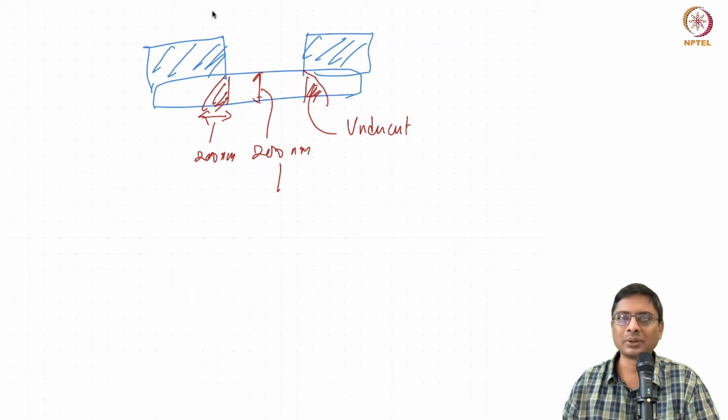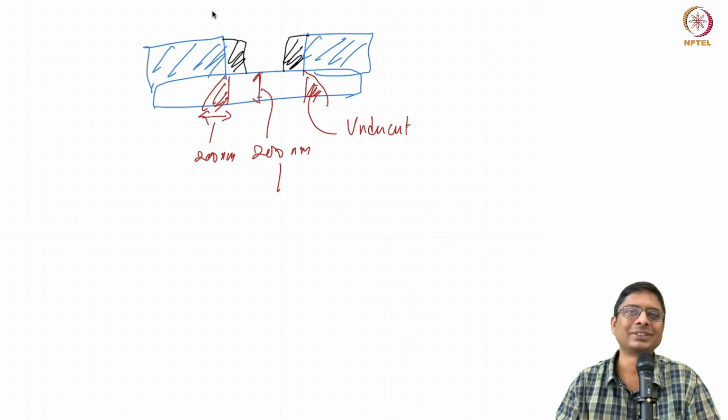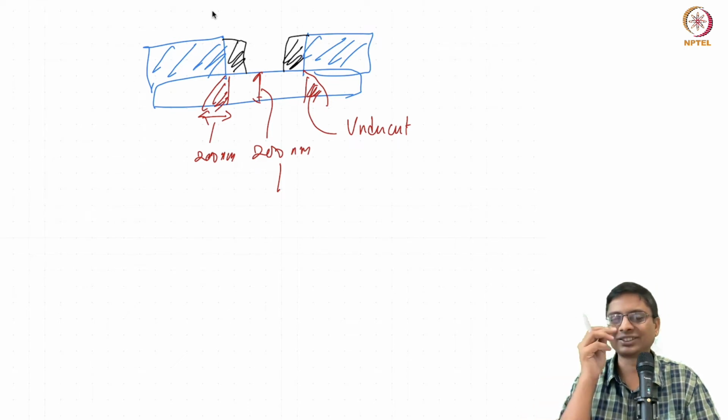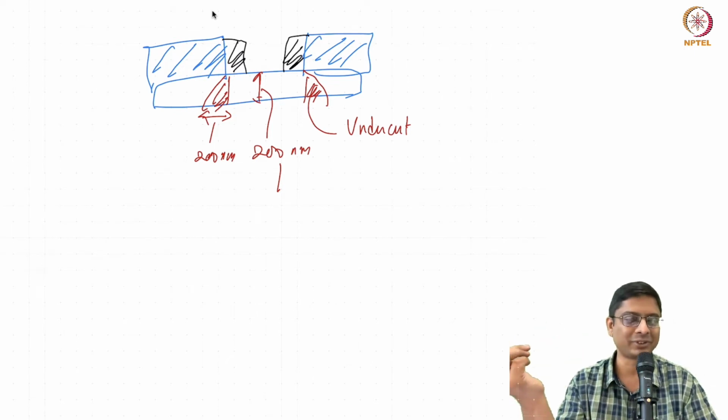So now what I'll do is my mask, I'll reduce the dimensions or change the dimensions. So in that case, I'll make a mask which is slightly of this dimension. So even with undercut, I'll get what I want. So you see, I think this fabrication technology is one of the magic that has happened. It's one of the most complex industrial processes that we see.